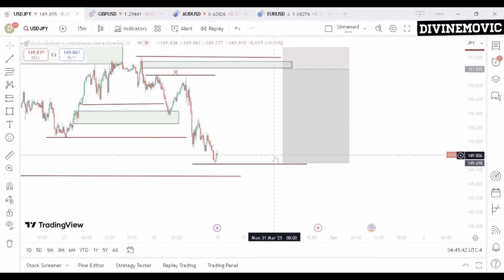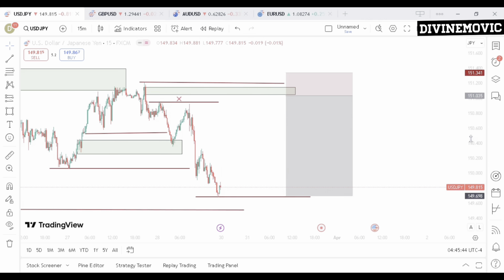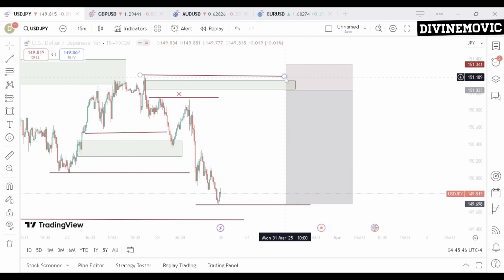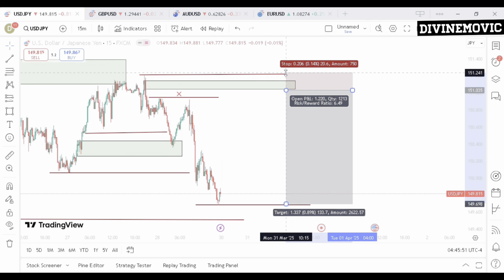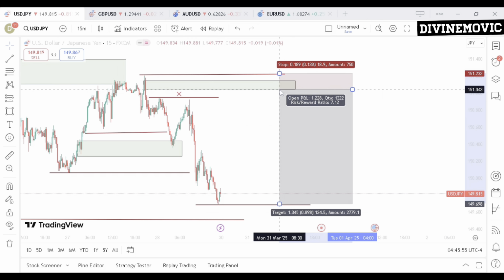Things can change. My stop loss is going to remain unchanged. It's simply going to be here. This is going to be my stop loss, right? And my entry is also unchanged here. And the reason I'm taking this entry is because there's liquidity, there's structure, and there's a point of interest for me to take this entry.